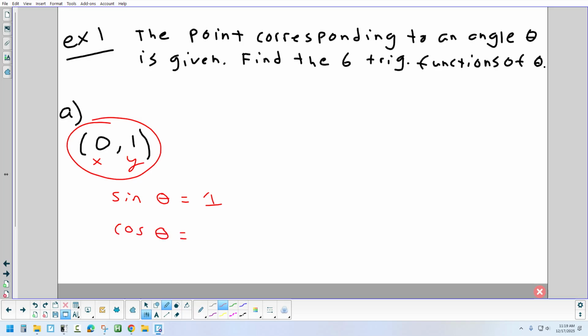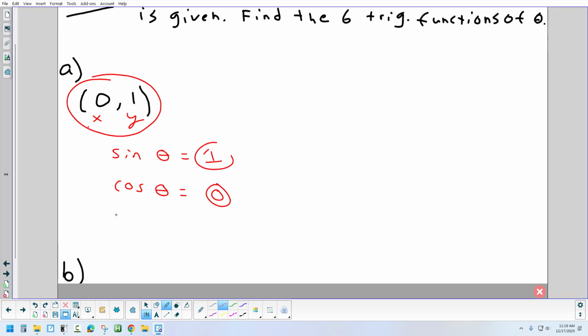Okay. What's the definition of cosine? Yeah, cosine of theta equals x. So what's the cosine of the angle represented by that location? 0. Okay, so we got sine, we got cosine.